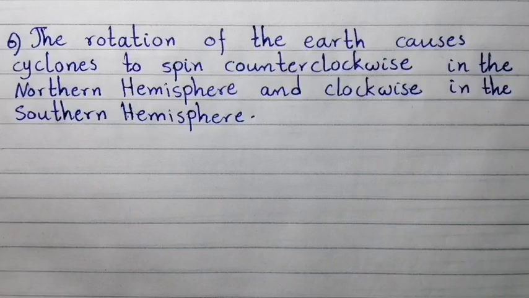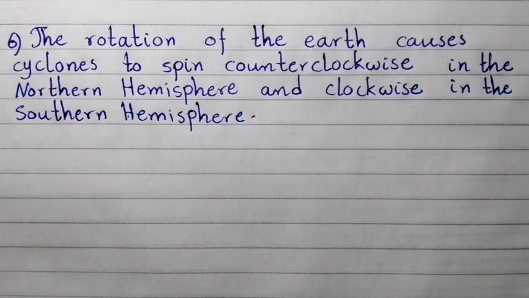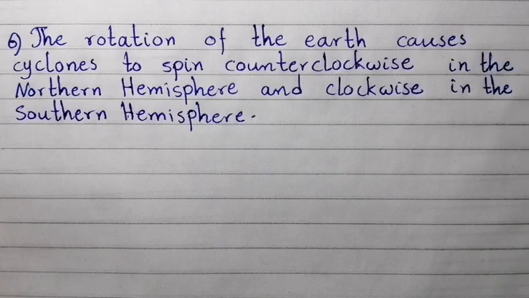The rotation of the Earth causes cyclones to spin counterclockwise in the northern hemisphere and clockwise in the southern hemisphere. Point number 7.